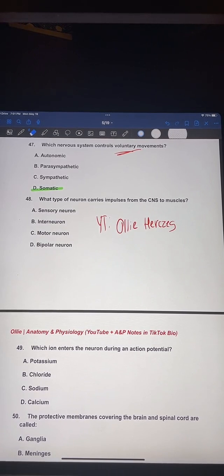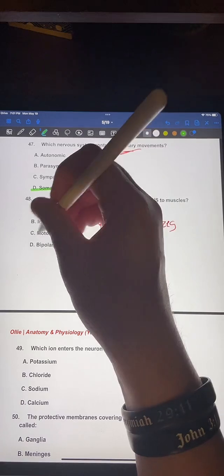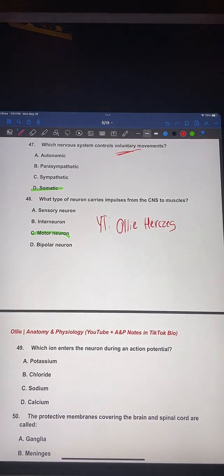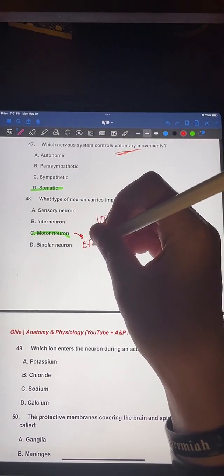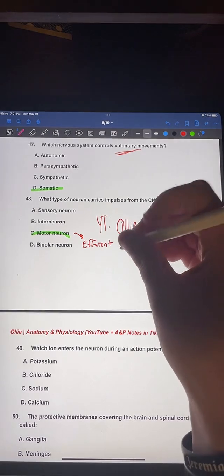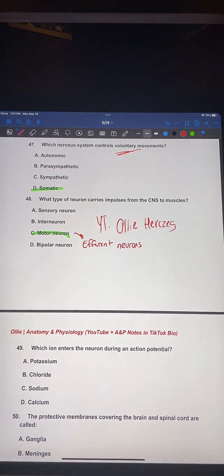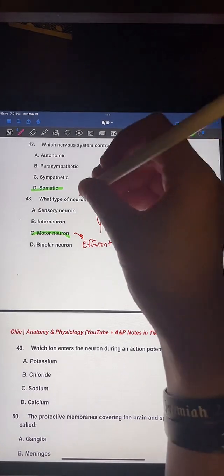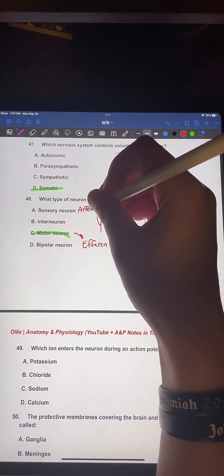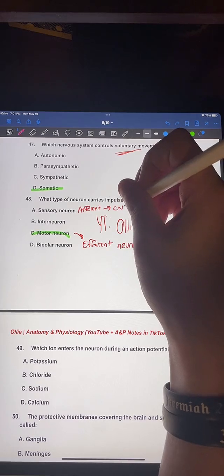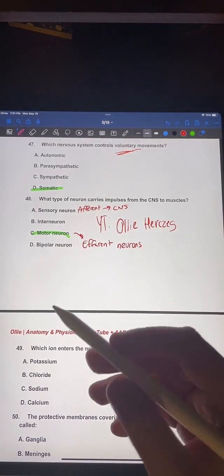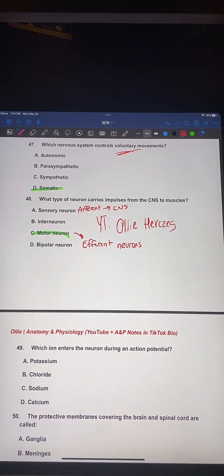But number 48, what type of neuron carries impulses from the CNS to the muscles? That is a motor neuron. Particularly we have the efferent neurons that are going to stimulate muscle. Sensory neurons, or afferent, are going to take it to the central nervous system. Interneuron is found in the central nervous system only. Bipolar, that's mostly in like special senses, like the retina.